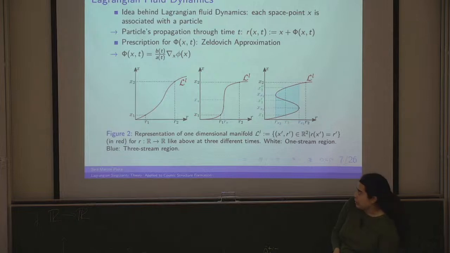Yeah. Okay. So that would mean that the system gets arbitrarily close to developing one of these D caustics, but it never happens.